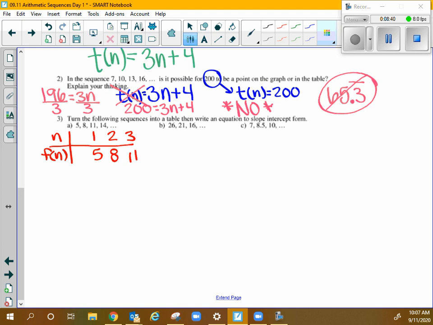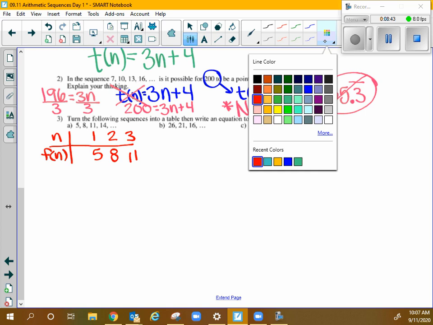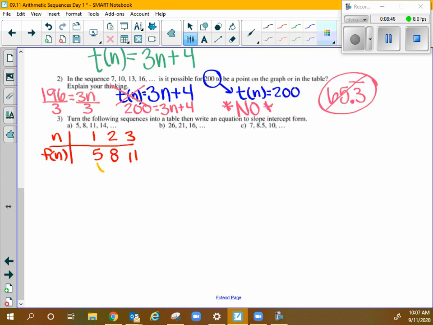Okay. So you guys have already told me that my common difference, or my slope, is 3. I'm adding 3 for every one. So if I am writing an equation, what's my slope? 3. So 3n, and now I just need to find the zero term, the y-intercept. How do I go back? And what would that term be?